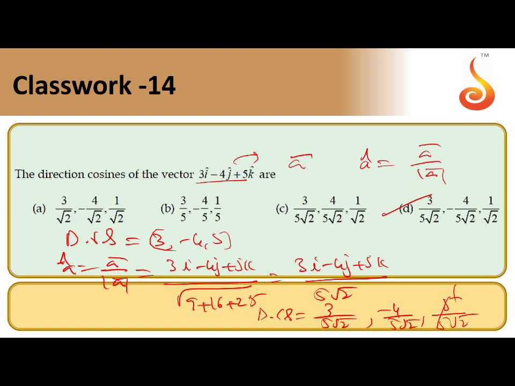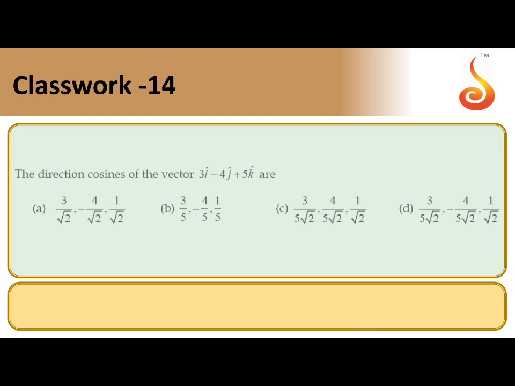That means the DRs are the components of the given vector. So how to get this? Find the unit vector. The unit vector is a bar by magnitude of a bar. So the unit vector components are DCs, the vector components are DRs. If they are asking for DCs, find the unit vector and take the components of the unit vector. So clear? D is the answer.